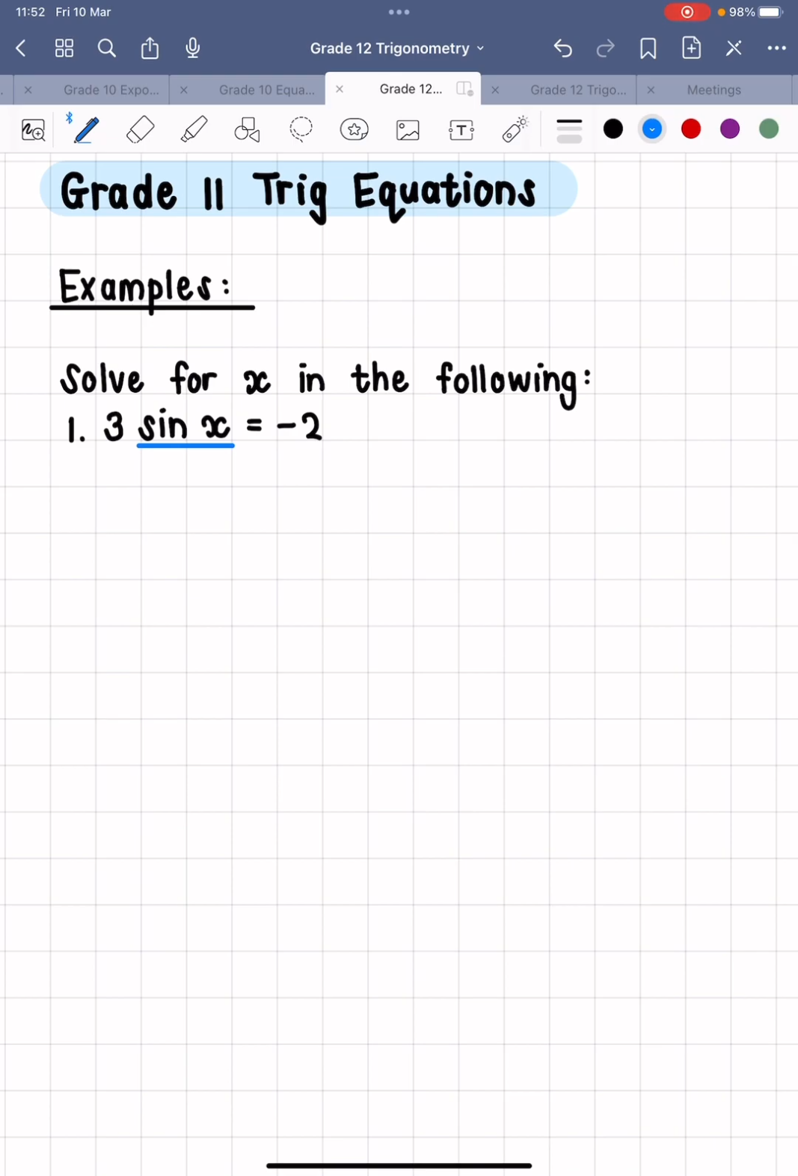So that means that I need to get rid of this 3. I need to move that 3 over to the other side. So I'm going to say that sine x is equal to negative 2 over 3.